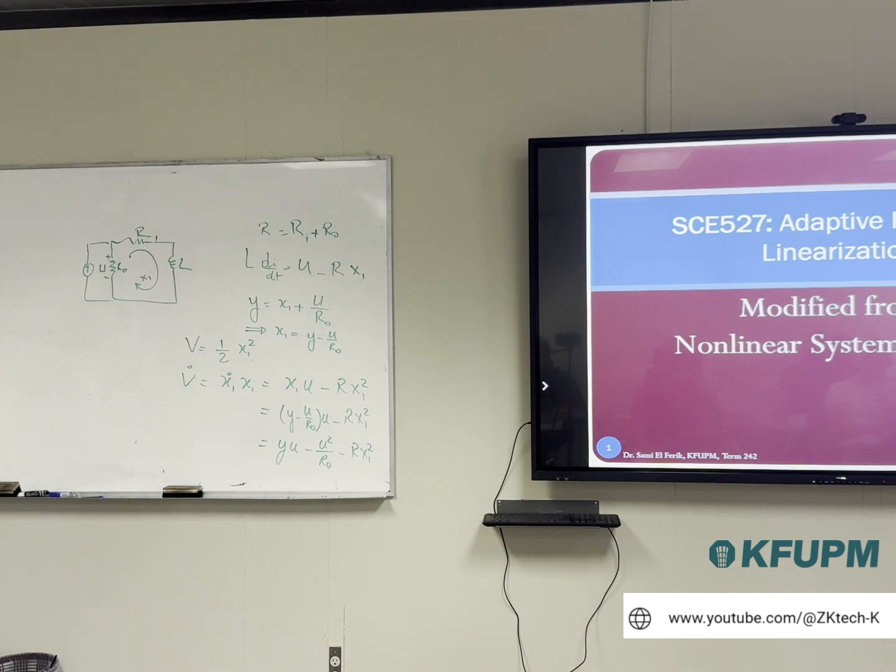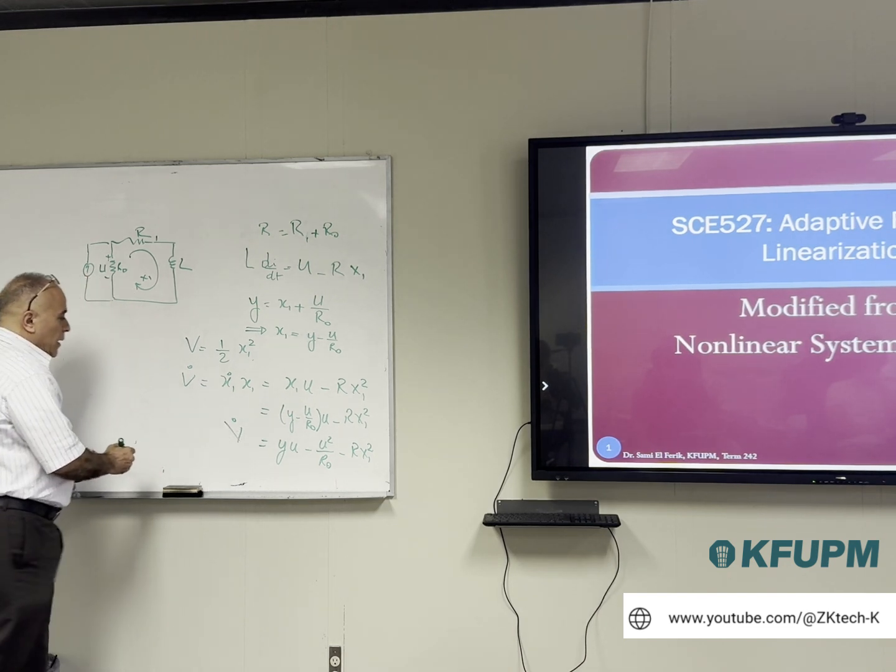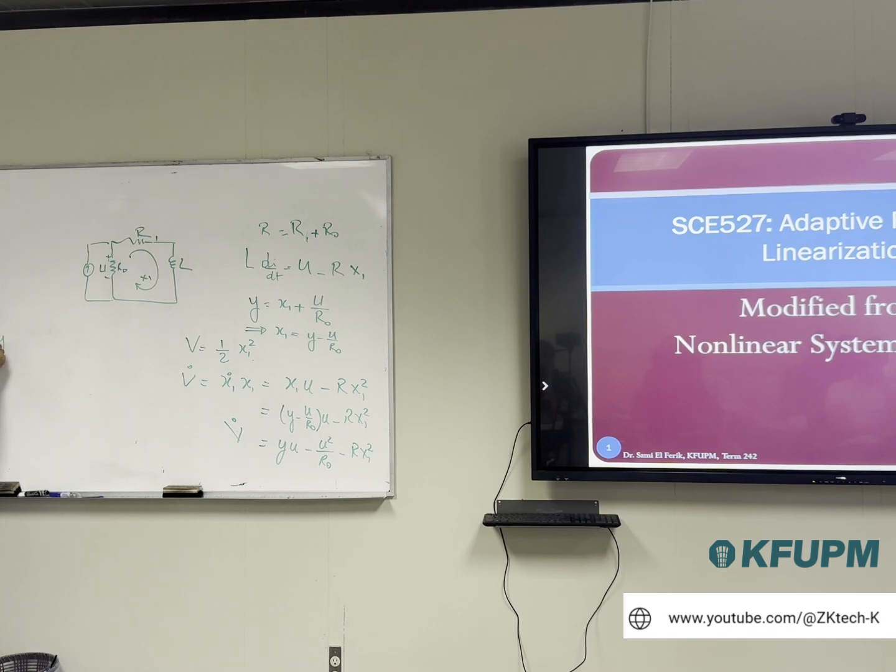Everybody is okay? So if we take the integral of both sides, so this is V prime, you will have the integral of y multiplied by u equal to V of t minus V of 0 plus R multiplied by x1 squared plus u squared over R0. So this u squared is voltage, voltage squared over R0. This is the power. Oh, sorry, there is an integral here. So this will be the integral of power, and this will be resistance times current squared, also power.